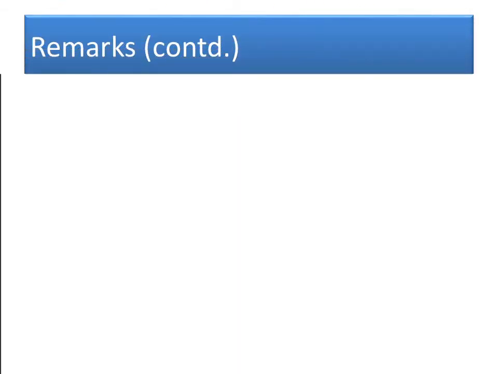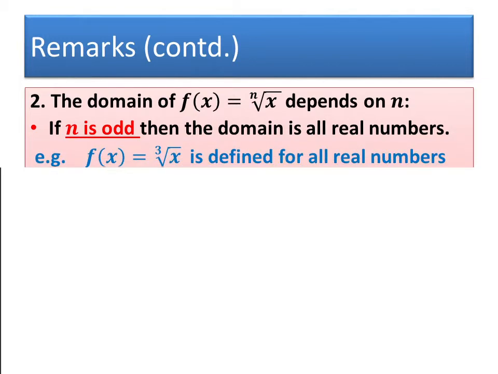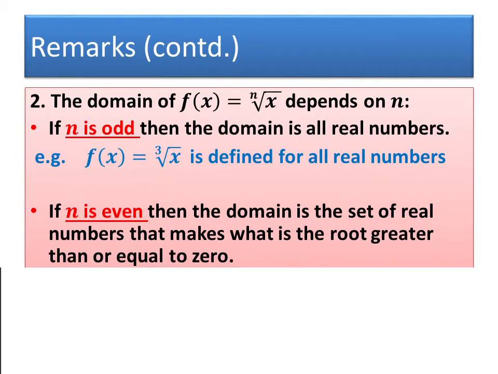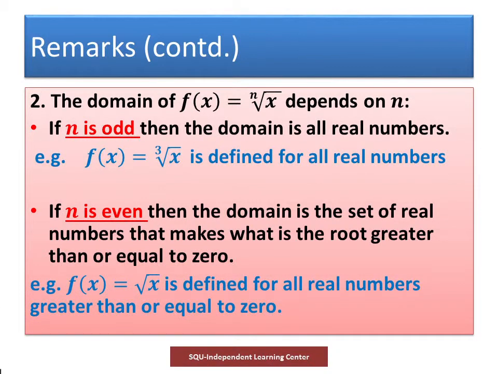The second remark: the domain of f of x equal to the nth root of x depends on n. So if n is an odd number, then the domain is all real numbers. For example, I say f of x is equal to the cube root of x. The cube root of x is defined for all real numbers: positive, negative, and 0. While if n is even, then the domain is the set of all real numbers that make what's under the root greater than or equal to 0. For example, if I say f of x is equal to the square root of x, then this is defined only for all real numbers greater than or equal to 0.